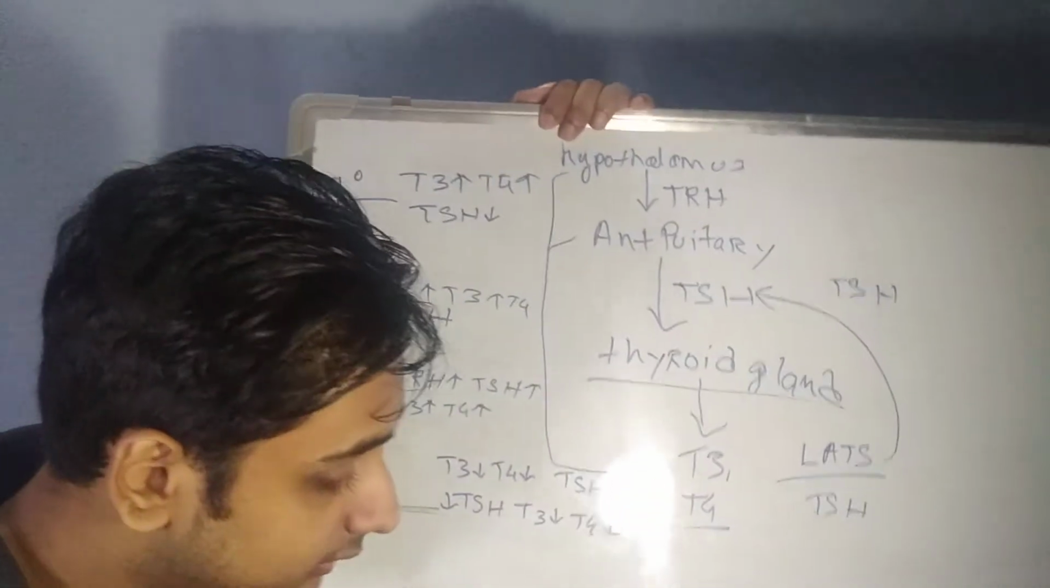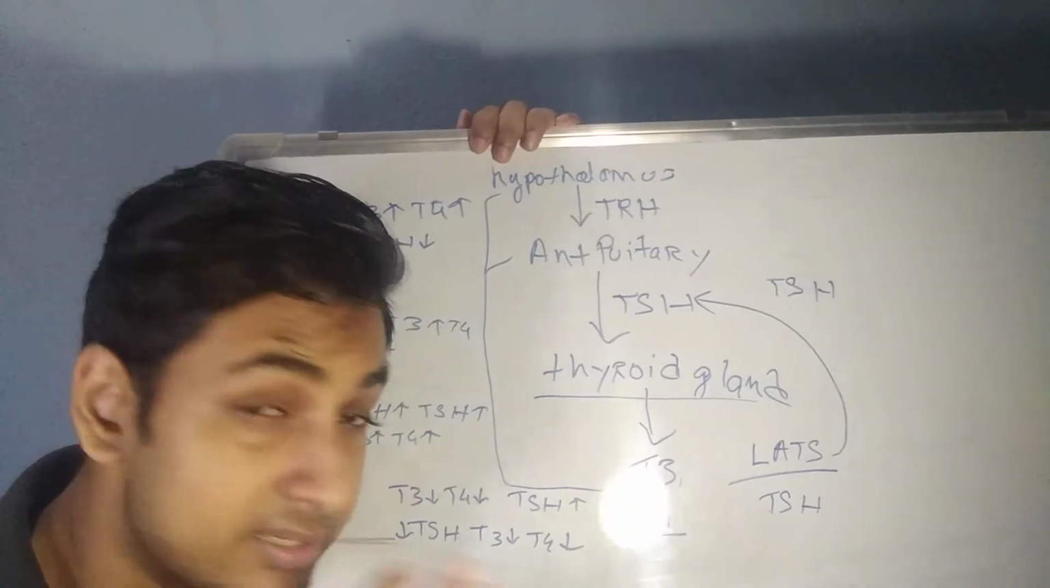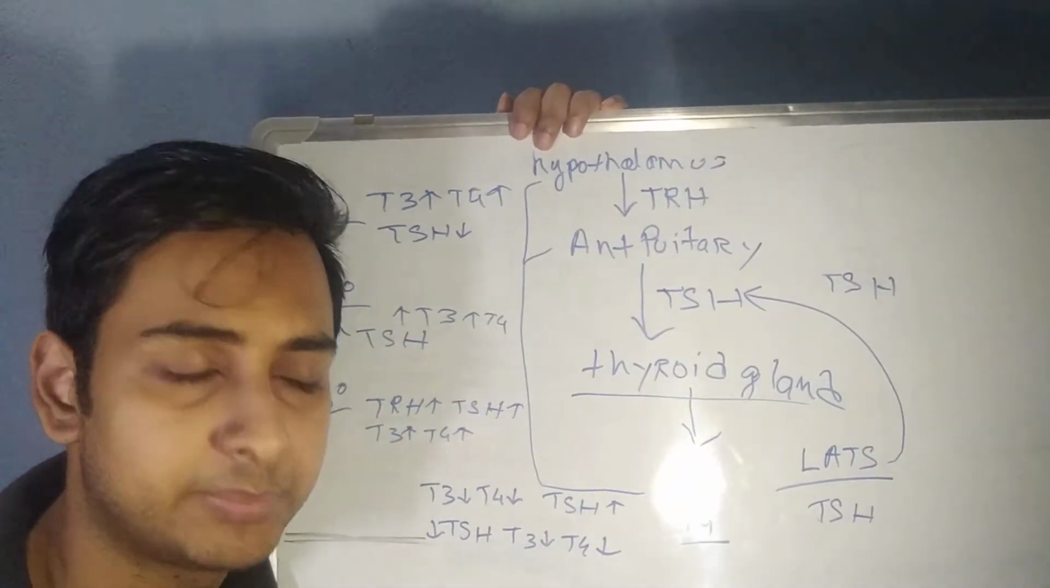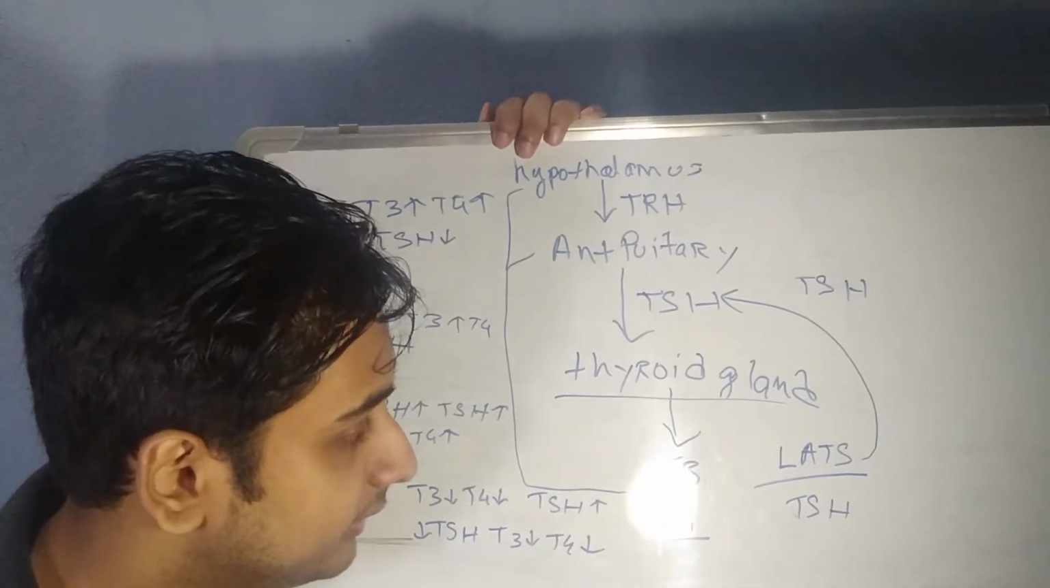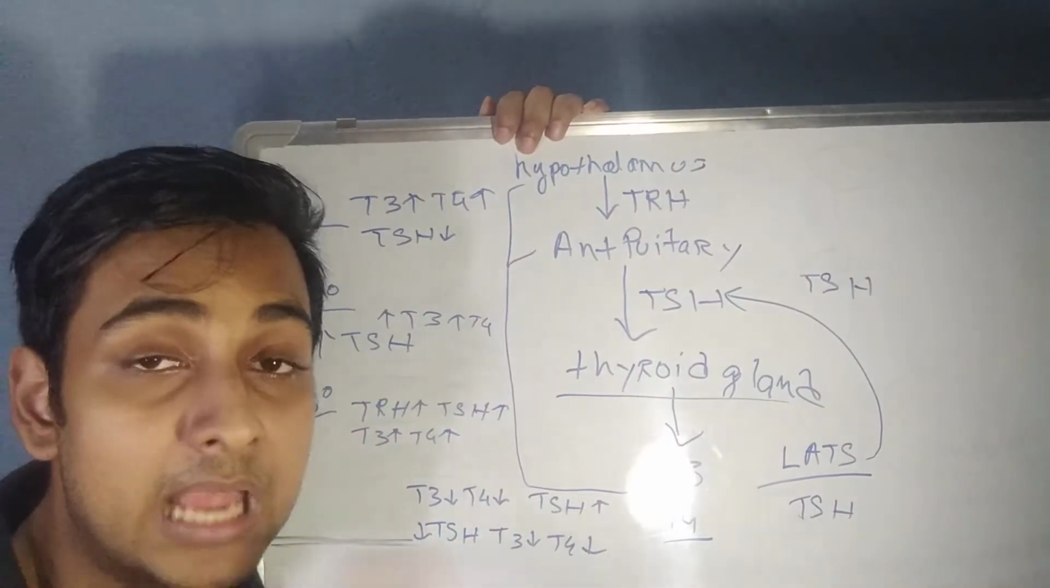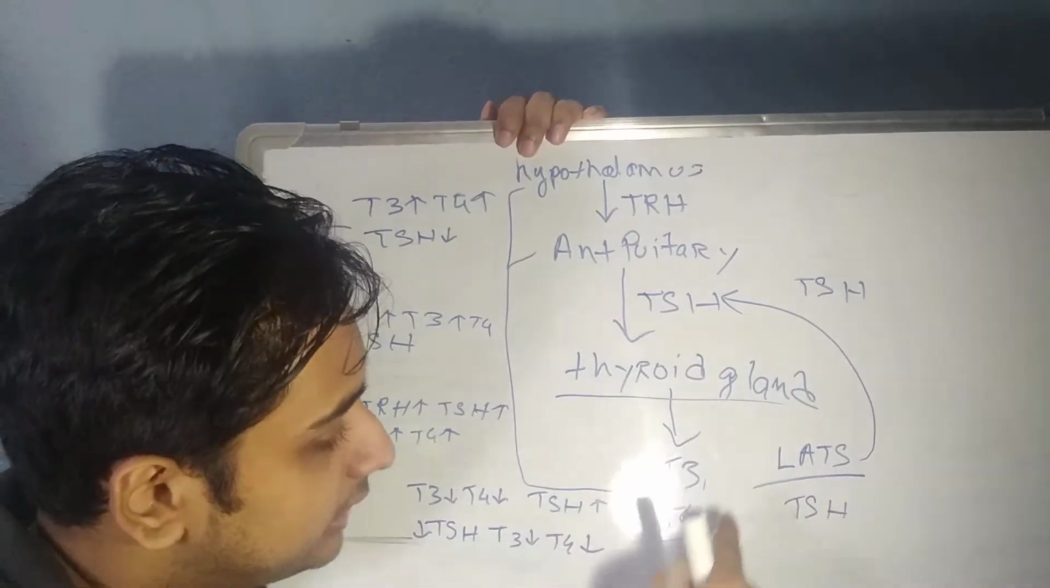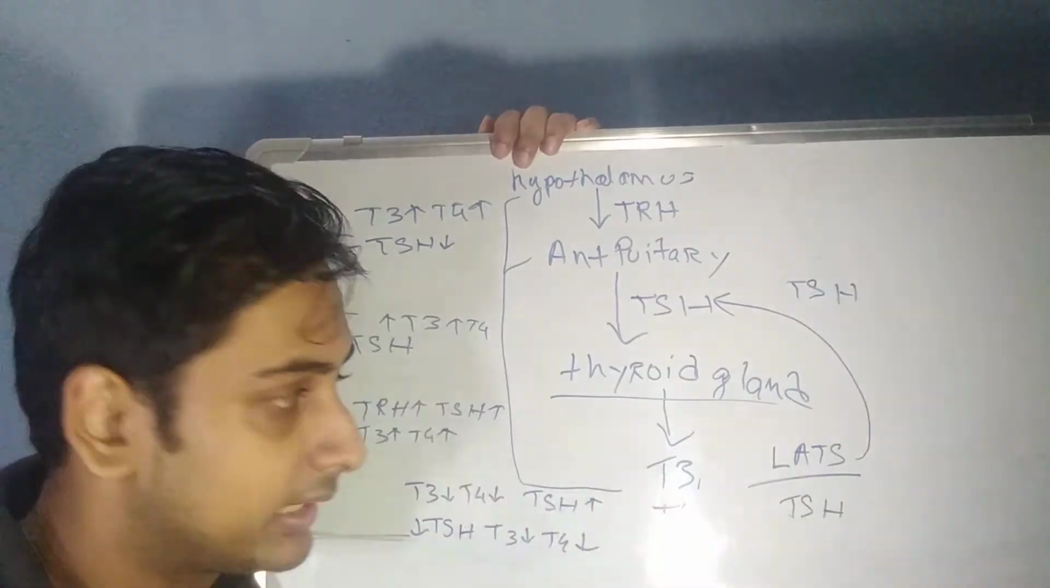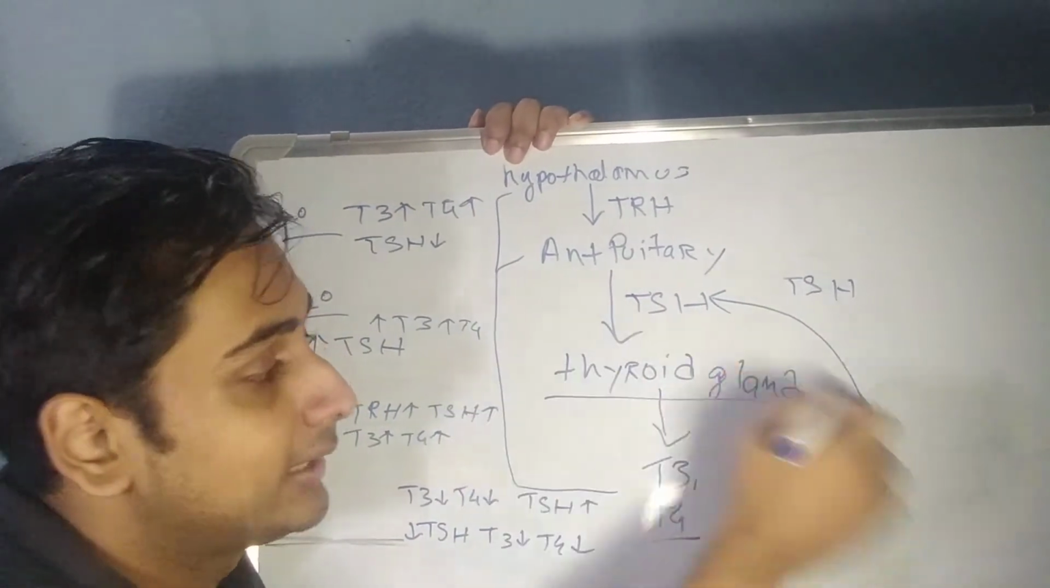Now, what is the treatment? Treatment is surgical treatment. Okay, you have medical treatment, but the main very good treatment is surgical treatment. Let's say you're having primary hyperthyroidism. That means T3, T4 levels are increased, TSH level is decreased. That means you'll try to remove the thyroid gland.